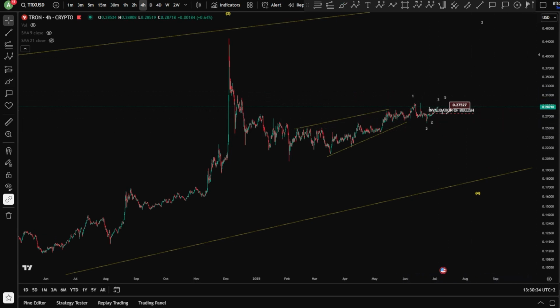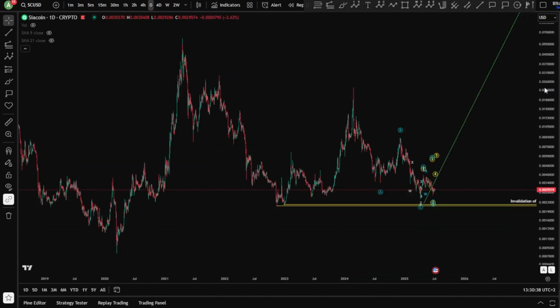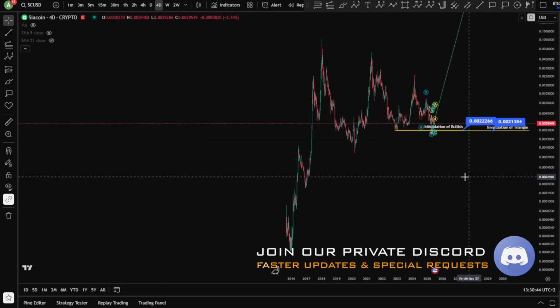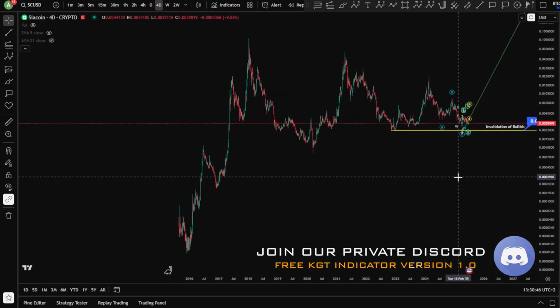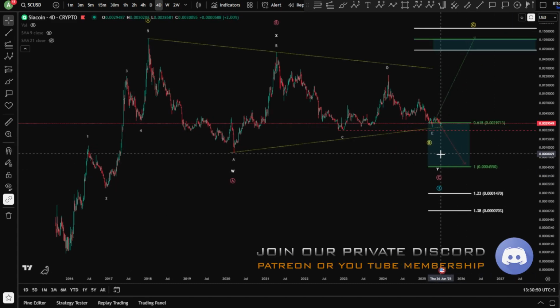Cool, let's move to the next one, which is Siacoin. Siacoin also is a very interesting chart that we always analyzed on the channel before. And of course, one of the trusted coins that we have on our Discord.